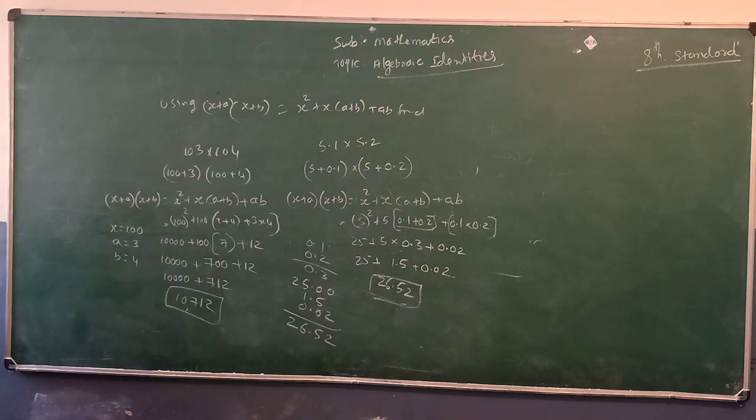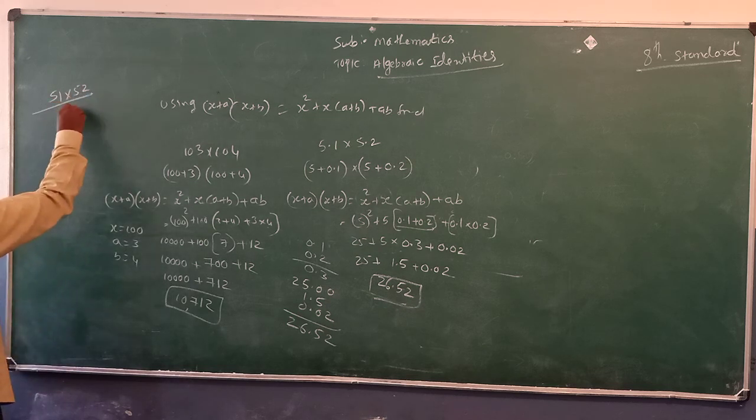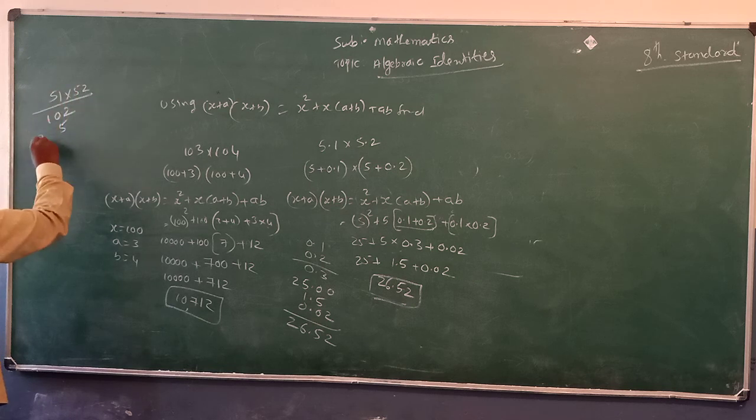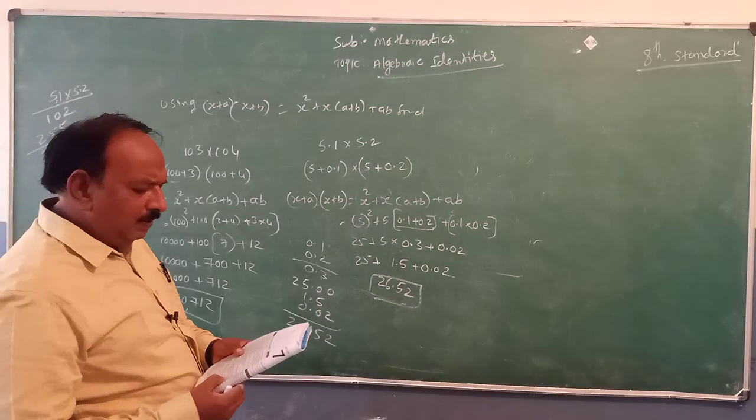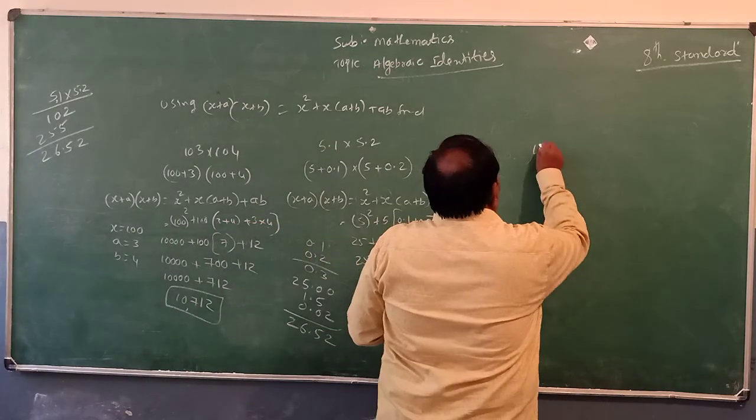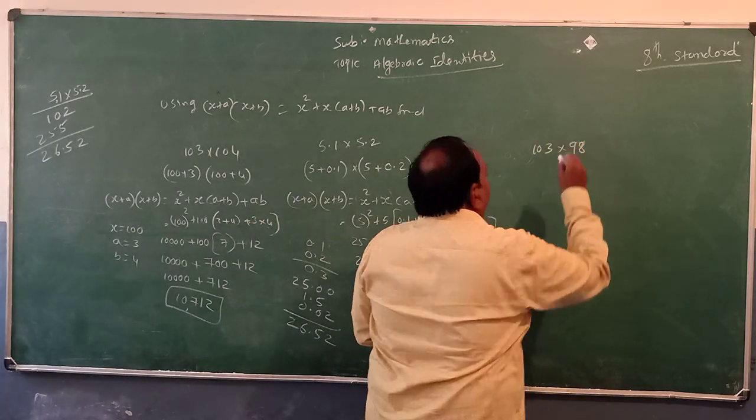5.1 into 5.2. If you want to do it, check it with the help of ordinary multiplication. 51 into 52: 2 ones are 2, 2 fives are 10, 5 ones are 5, 5 fives are 25. That gives 2652, and with two decimal digits, 5.1 into 5.2 is 26.52. Next problem, 103 into 98.